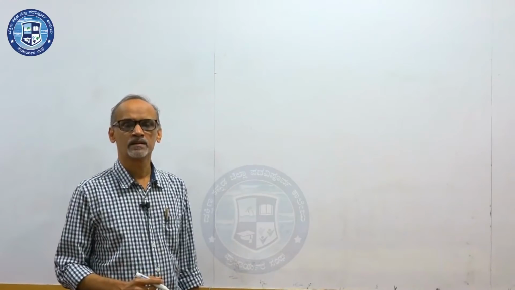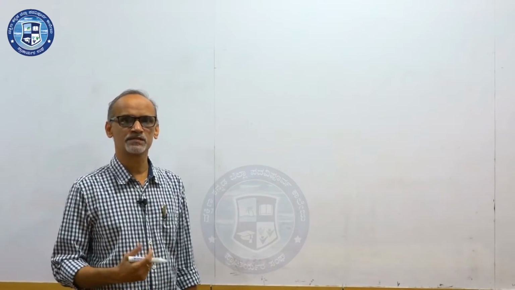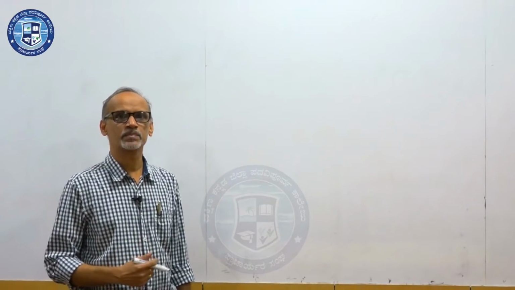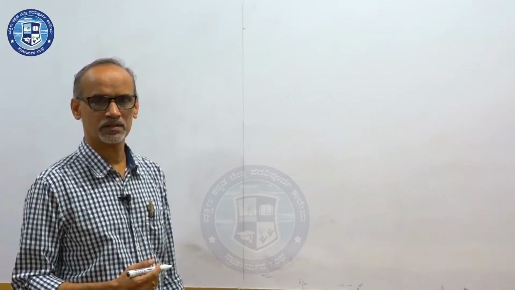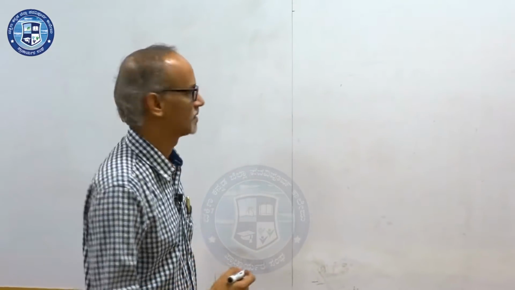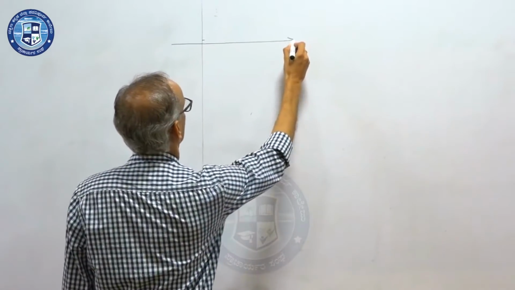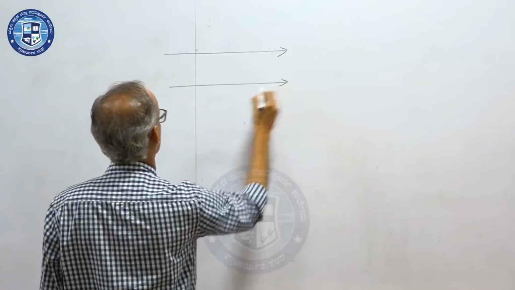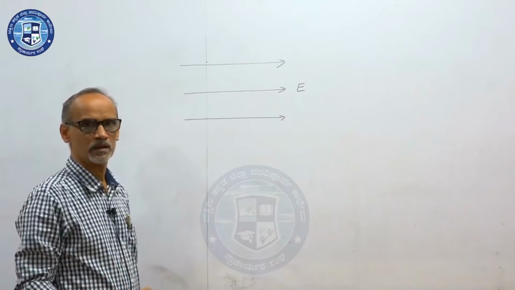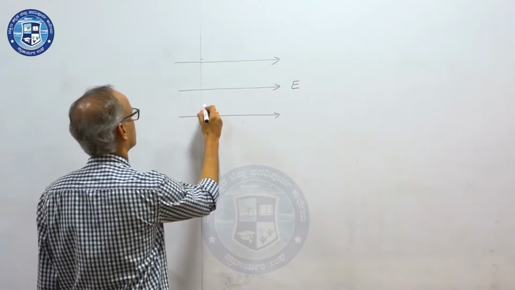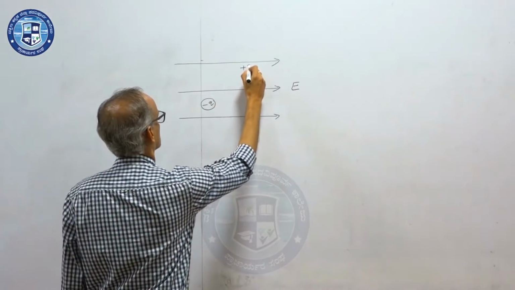I have explained that when a charge is placed in an electric field, it experiences force as well as it possesses electric potential energy. Now, what happens if a pair of unlike charges are placed in a uniform electric field? So, let us consider a uniform electric field E, and I am going to consider a pair of equal and opposite charges.